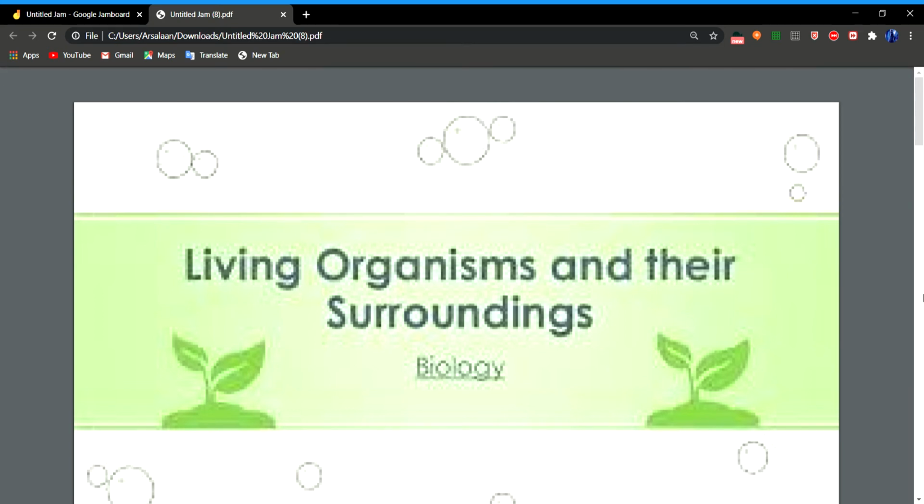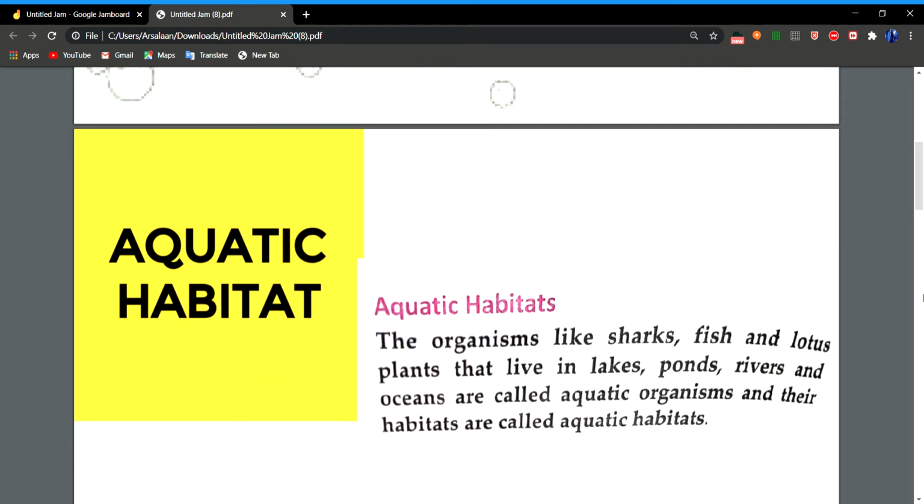We were discussing the chapter Living Organisms and Their Surroundings. In this chapter, we have studied the living organism, the characteristics of living organisms, and how they are different from non-living organisms. Then we have discussed the environment, adaptations and habitat.